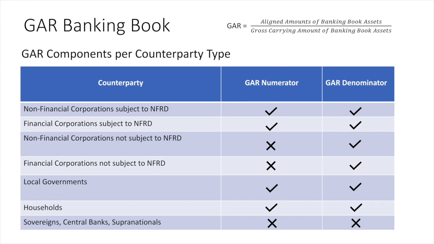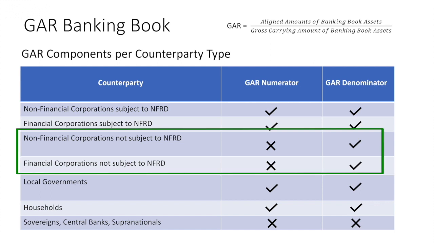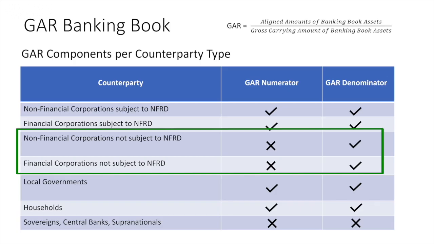Likewise, banks are not required to assess the taxonomy alignment of the exposures to non-NFRD and non-EU counterparties. This is because non-NFRD counterparties are not required to submit taxonomy disclosures. They will not report the data that banks need to perform their alignment tests. So, credit institutions should only include those exposures in the GAR denominator.